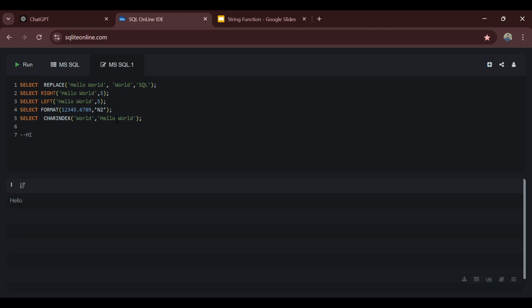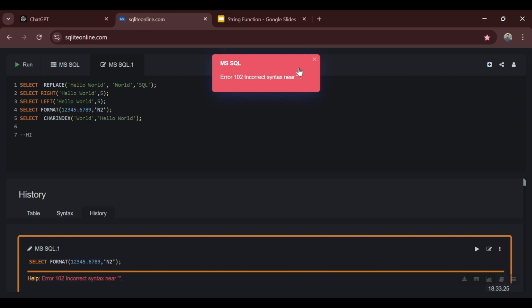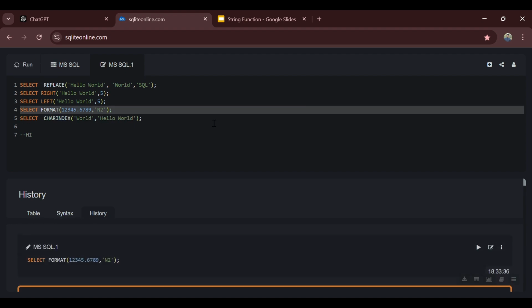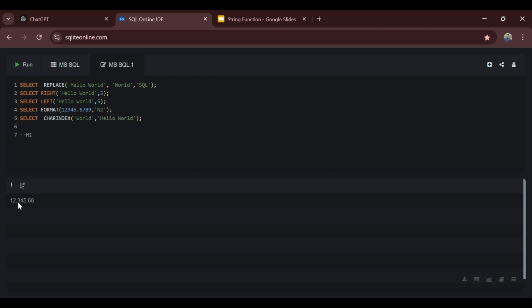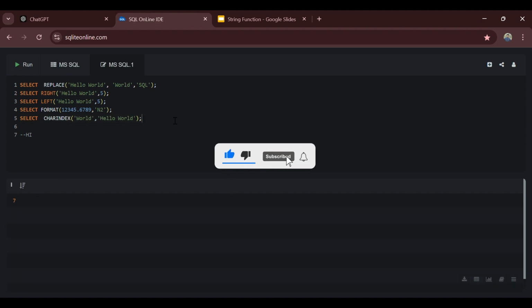Next is the FORMAT function. The output will be 12345.67. Let's run and see. Incorrect function. Sorry, actually I have to update this. Okay, so the output is 12345.67, because it's rounding off. Next is the CHARINDEX function. It will return the index. The index is 7 actually, so the answer is 7. I hope this is fine.